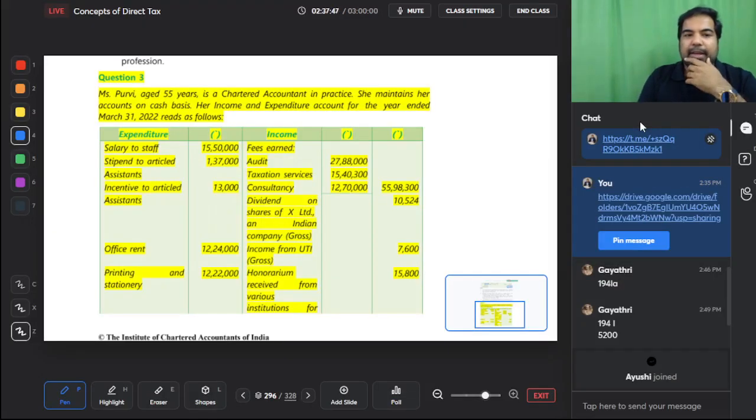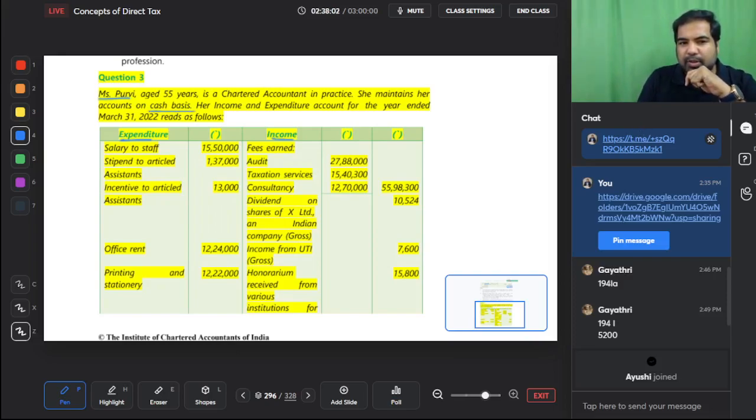That is exam-like, because again, expenditure account, again income account, you now know the drill. She's Purvi and she's a chartered accountant. So let's see what Purvi is up to. She's into practice, so basically PGBP. She maintains her accounts on cash basis.